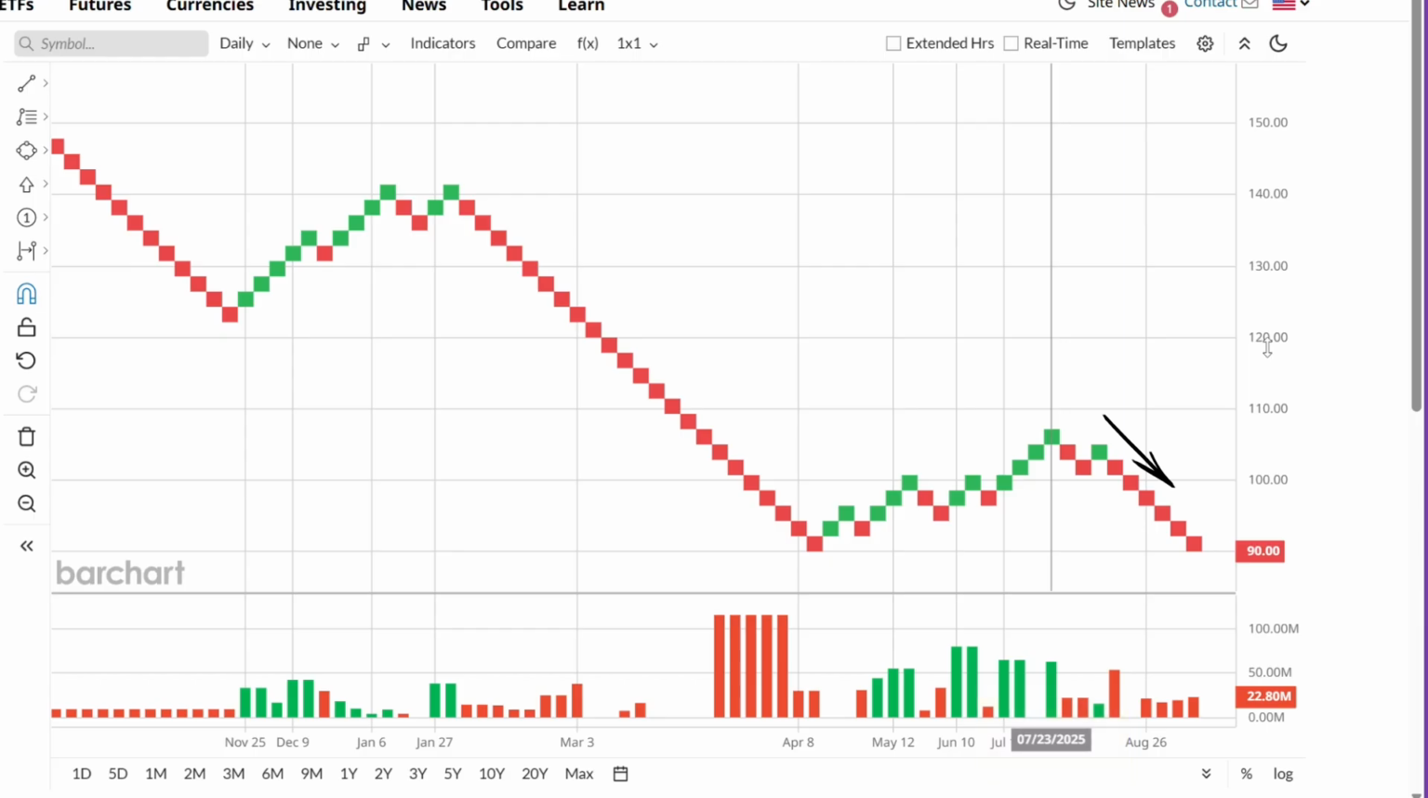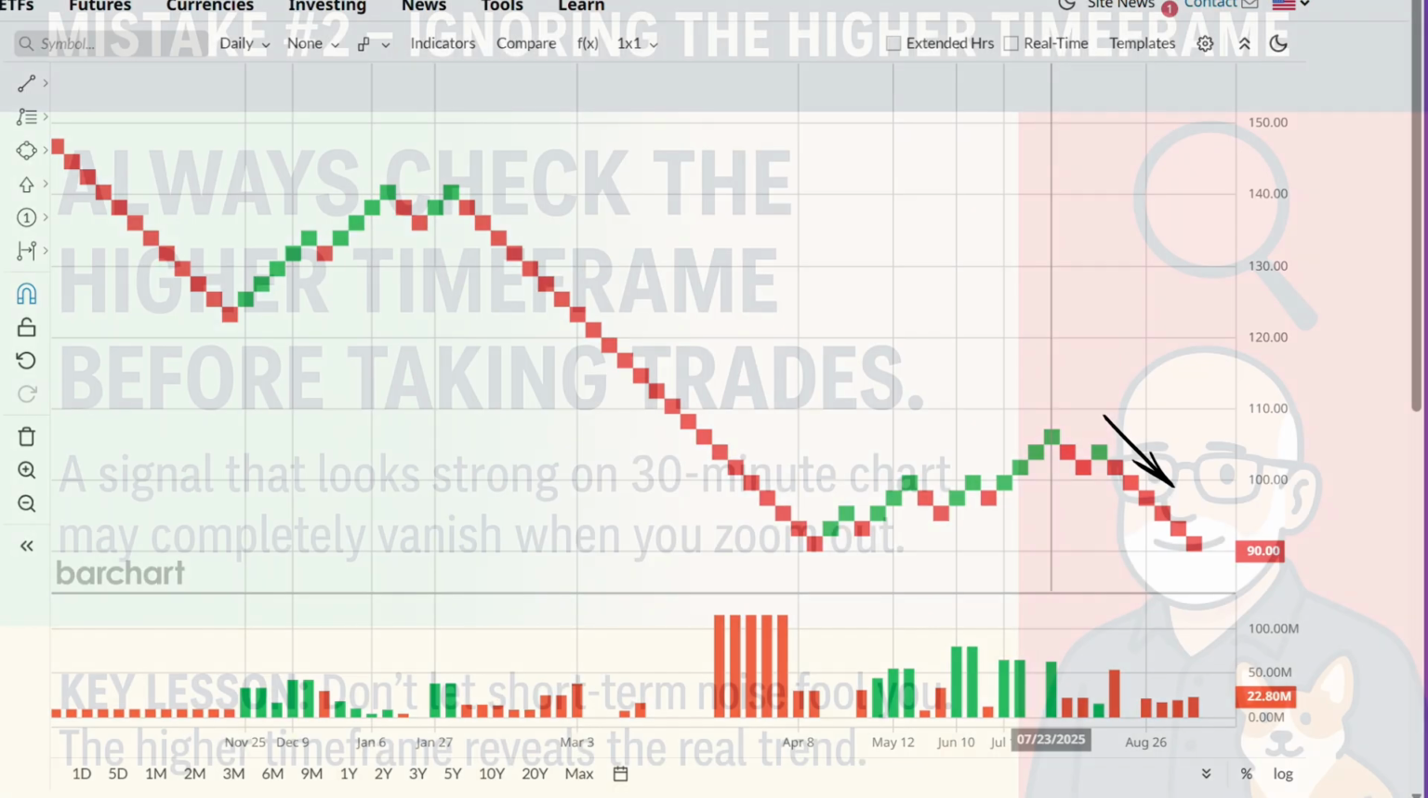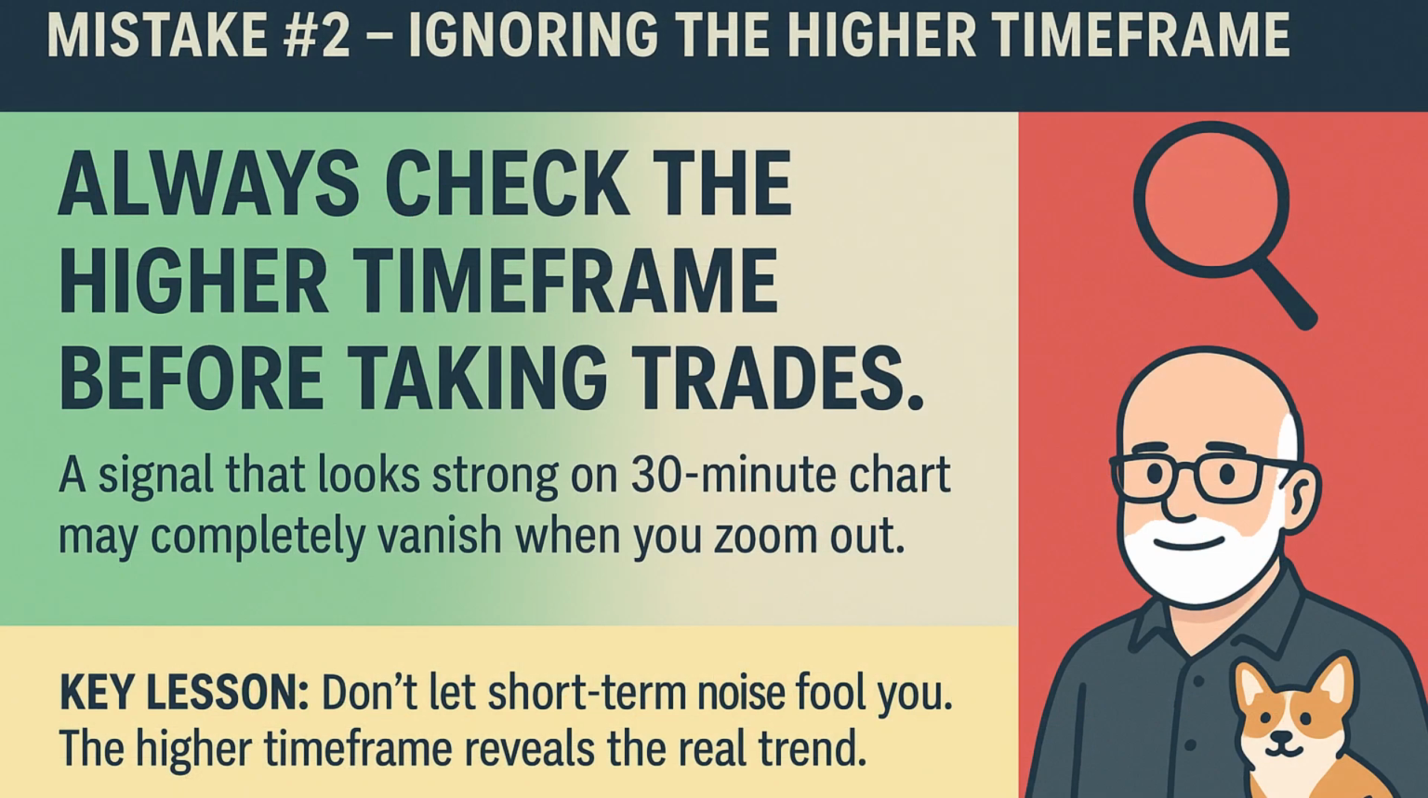This is why it's dangerous to trade only on smaller time frames. They can trick you into seeing reversals that don't exist in the broader context, and that can cost you real money. The key lesson: always check the higher time frame before taking trades. A signal that looks strong on a 30-minute chart may completely vanish when you zoom out.